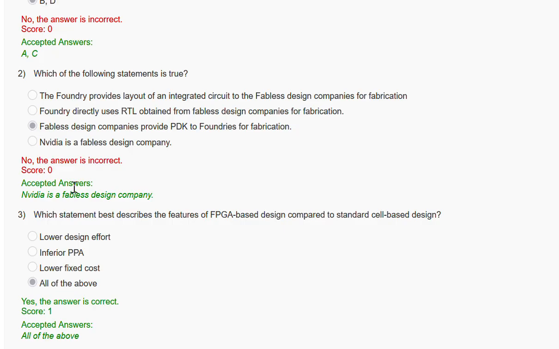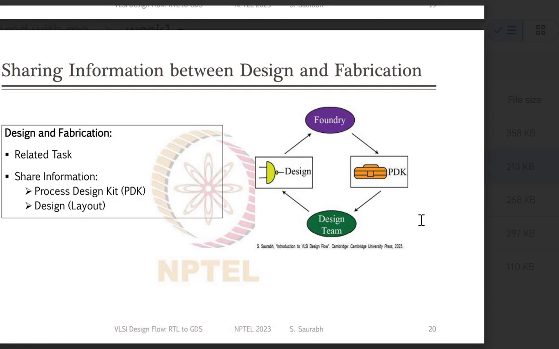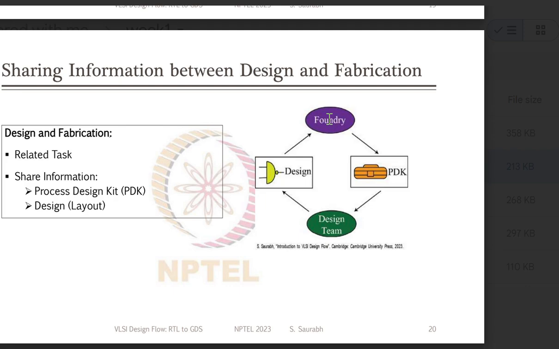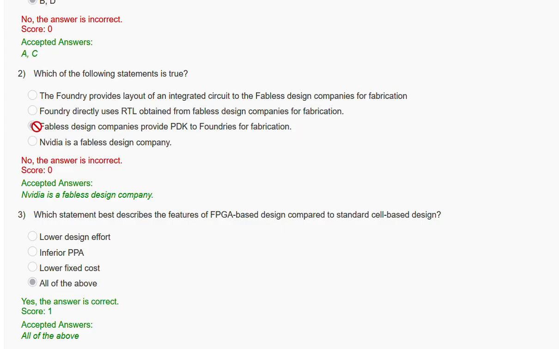So the question here was saying that a fabless design company provides PDK to foundries, but it is not correct. It is the foundry that gives their process development kit or PDK to the design team, and the design team, based on this PDK, based on the libraries, based on the cells, does the design and gives the design to the foundry for fabrication to make the chip. So it is the foundry that gives PDK to the design team. It's not the other way around. Therefore, this option is wrong.